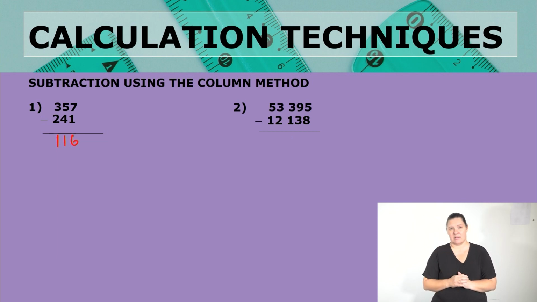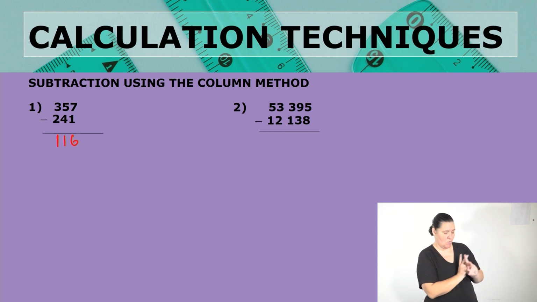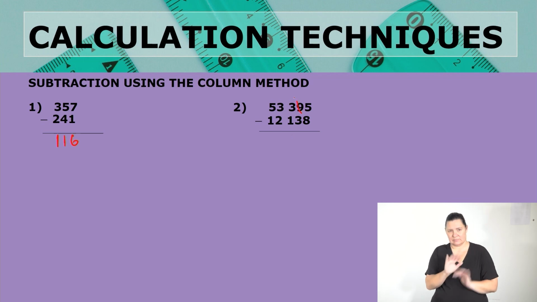So now we have 5 ones minus 8 ones. Remember, we cannot take 8 ones from 5 ones. So now what needs to happen is that we are going to go to the tens column and borrow 10 from there. So from 9 tens, when I have 9 tens and I take 1, I am left with 8 tens.